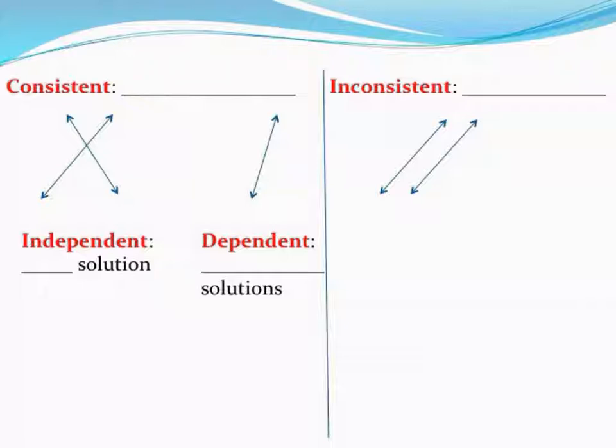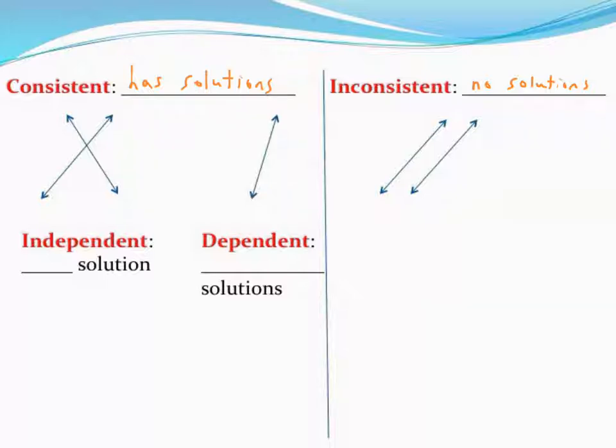So the words consistent and inconsistent. Consistent just means that the problem has solutions. Whether it's one solution or infinite solutions, we don't know yet, but it has solutions for sure. Inconsistent, on the other hand, means the problem has no solution. So that second problem, the one on the right side we looked at, was an example of an inconsistent system. The lines were parallel and had no solutions.